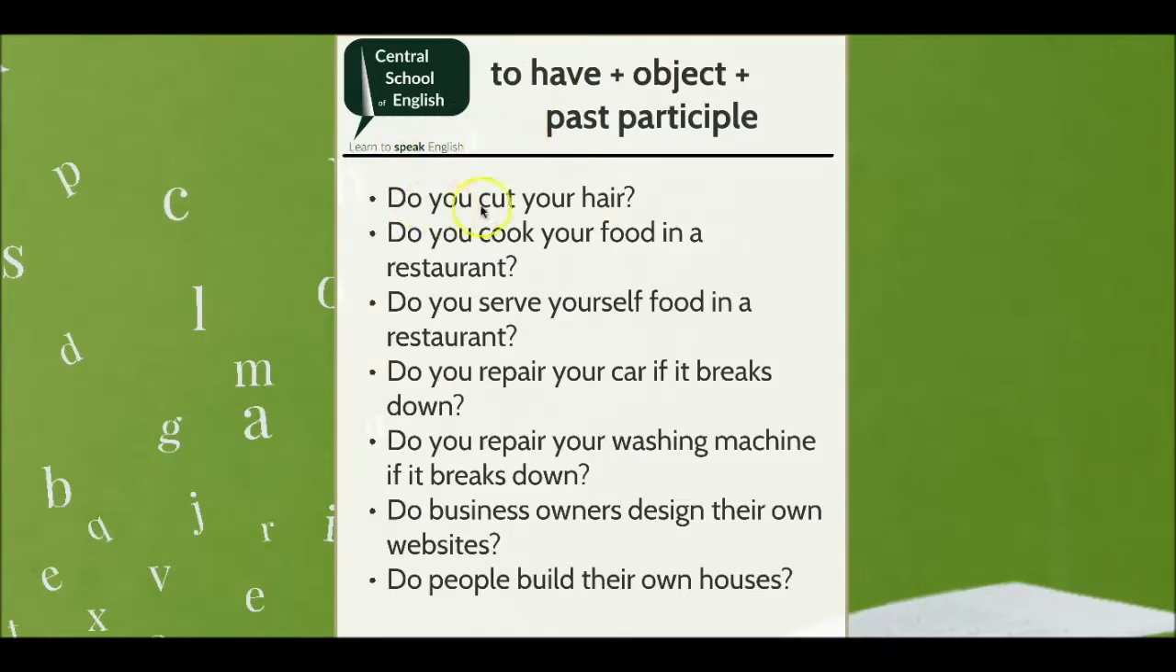Ask yourself, do you cut your hair? Do you cook your food in a restaurant? Do you serve yourself food in a restaurant? Do you repair your car if it breaks down? Do you repair your washing machine if it breaks down? Do business owners design their own websites? Do people build their own houses? These are just some examples of when we can use the structure to have plus object plus past participle.